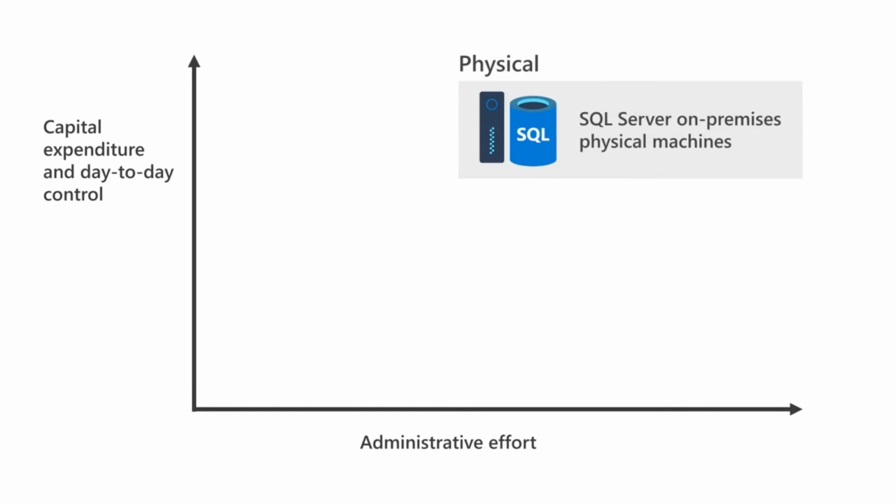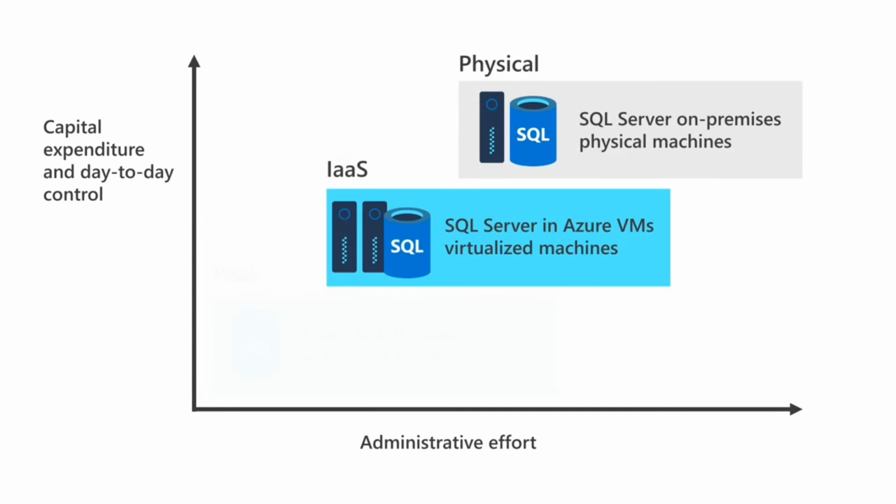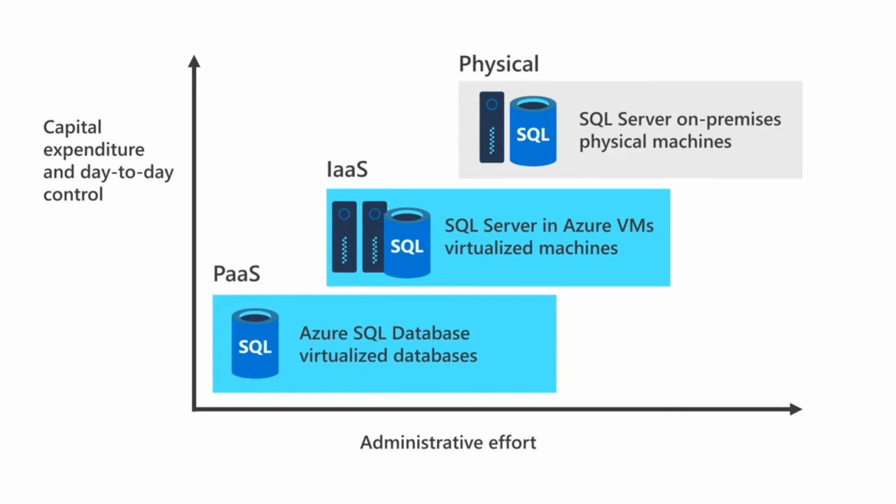The physical on-premises solution requires higher capital expenditure, but the greatest level of physical control. This is compared to using virtual machines in Azure, the IaaS approach, or Azure SQL Database, the PaaS approach. The PaaS solution requires the lowest administrative effort and capital expenditure. The same generalized considerations are true for other database management systems.